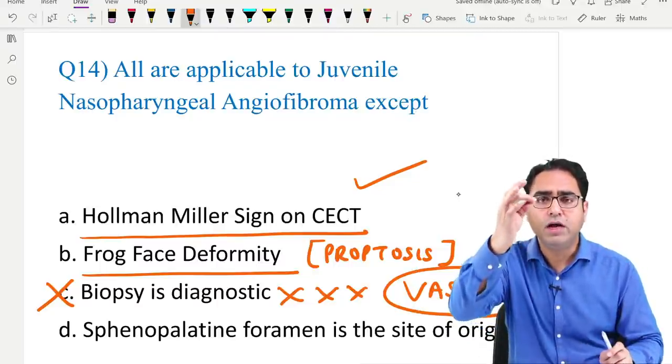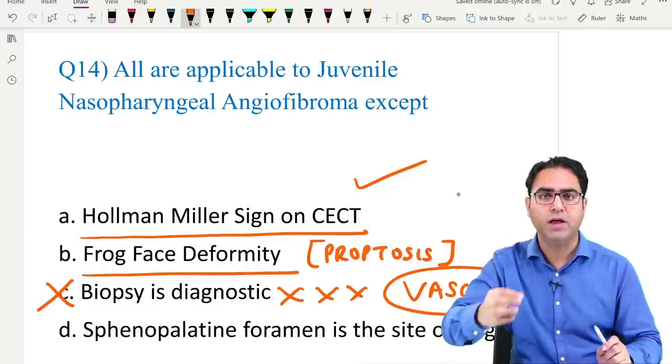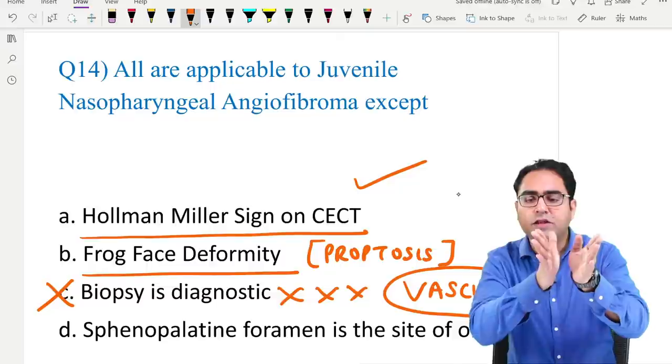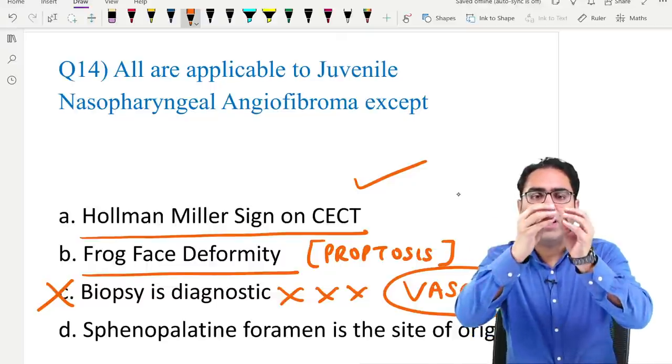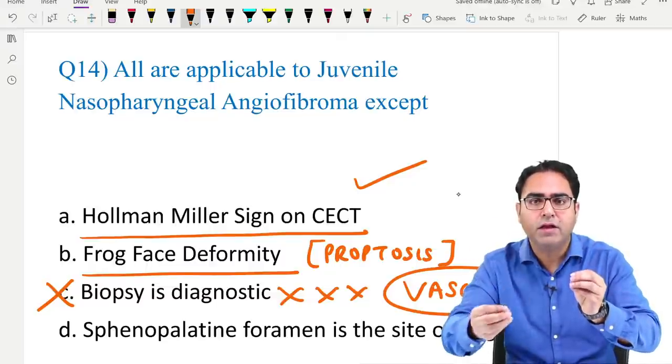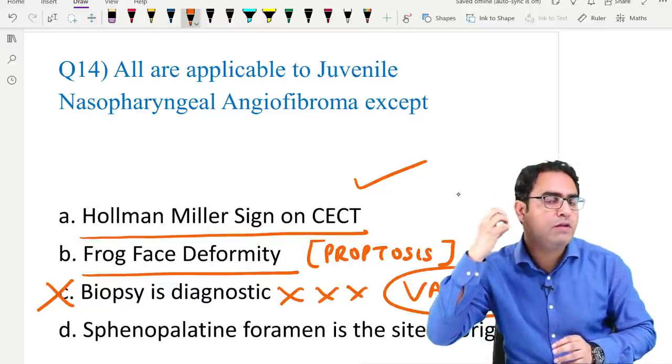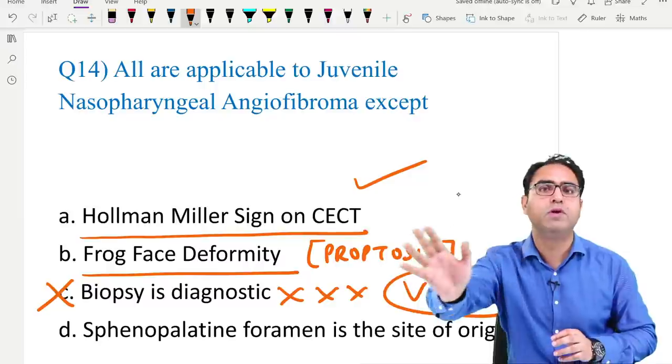Let me tell you a simple way to crack this question, beta. Angiofibroma is seen in boys, beta. Glomus jugulare is seen in females, beta. A young boy with nasal bleeding is an angiofibroma question. A female patient with a pulsating thing in the ear is 100% a glomus jugulare question, beta.